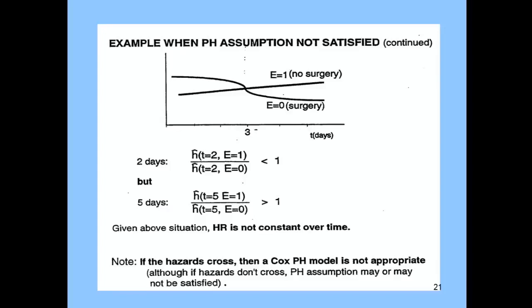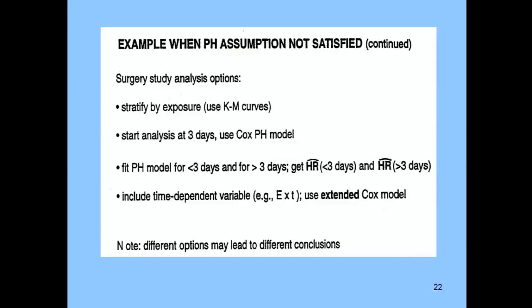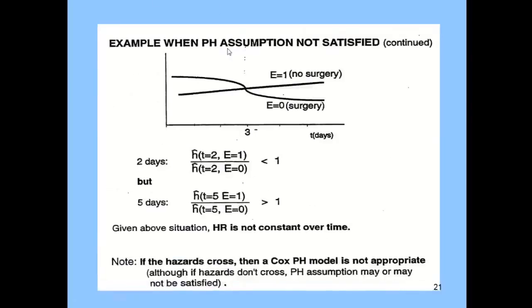Well, there are a number of things you could do. I've got a bunch of them on the next slide. One thing you could do is stratify by exposure. You could simply say, I'm just going to look at the survivor curves for the surgery patients and the survivor curves for the non-surgery patients, and I'm not going to fit a Cox proportional hazard model. I'm just going to get Kaplan-Meier curves, looking at the curves separately by exposure if I'm not controlling for any other variable. So that's one thing I could do.